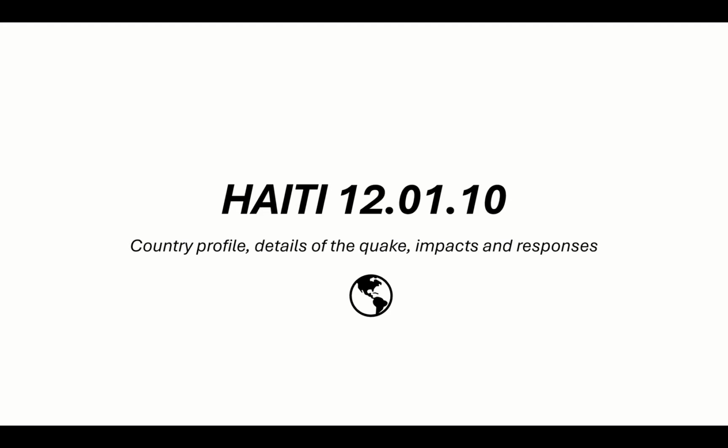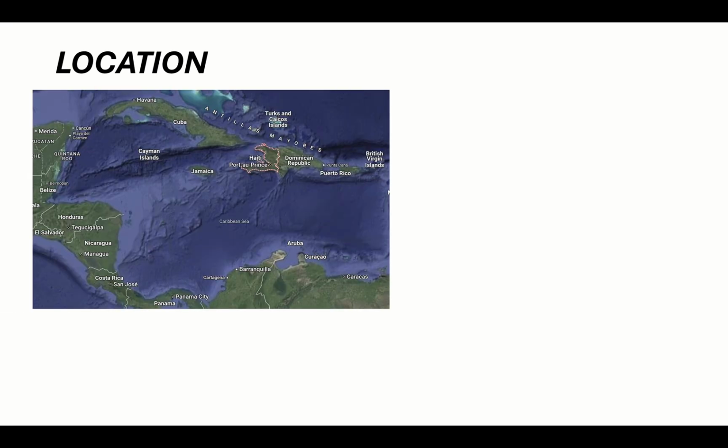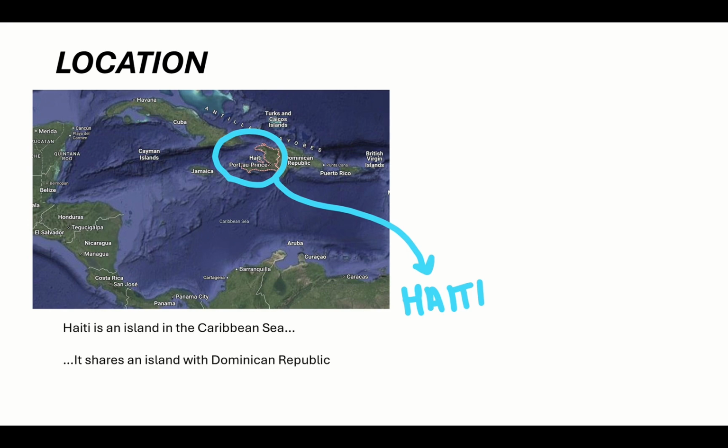Everyone, so today I'm going to be talking to you and sharing some impacts, facts and responses to Haiti's 2010 very disastrous earthquake. So first of all, the location of the country. So this is a map of the Caribbean area. Haiti is this little island here. It is shared on the island of Hispaniola with the Dominican Republic. It is an island in the Caribbean Sea.